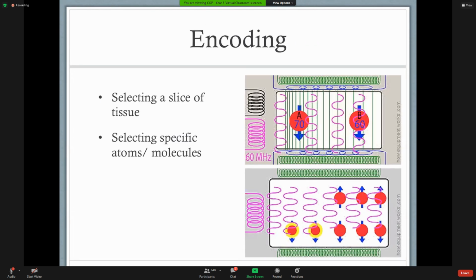We can use encoding to actually determine which part of the body to image. For example, we can select a slice of tissue. I could select to image the brain versus the pelvis, but I could also within the brain select to focus on the orbits rather than the base of the skull. And selecting a slice of tissue will simply be dependent on the frequency that is expected for each location, depending on the known tissue.